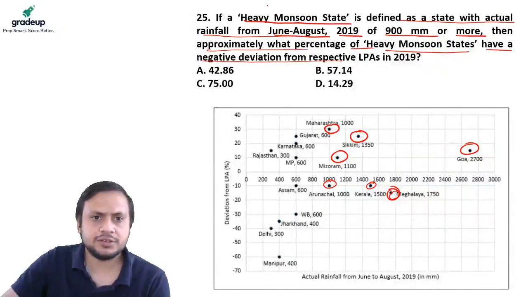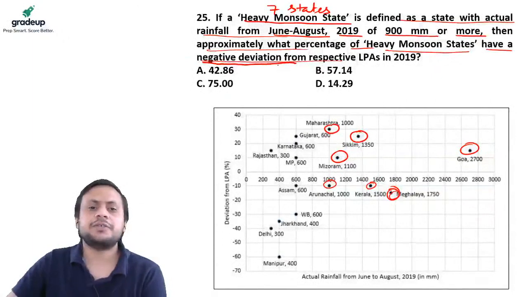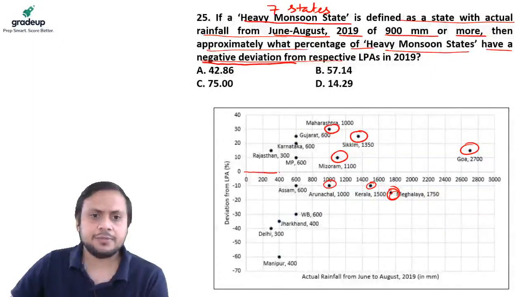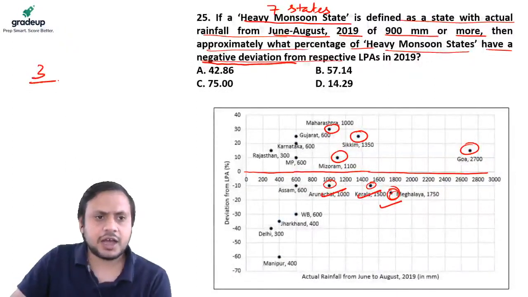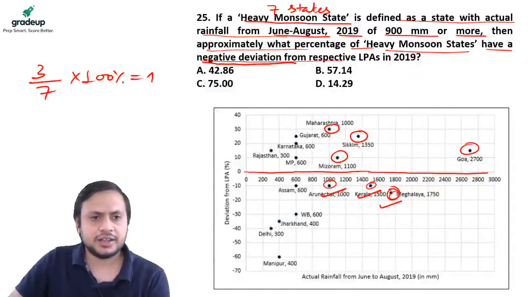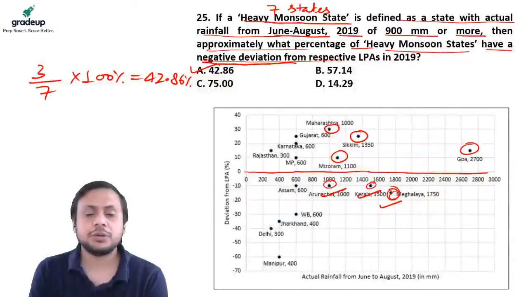Heavy monsoon states, how many are there? 7 states, right? Out of which, how many have negative deviation? Negative deviation means those states lying below this line. How many states? 1, 2, 3. So 3 states out of 7, just convert it into percentage form. 3 by 7 is 42.86%. 3 states have negative deviation out of 7 states. That's it. So easy.